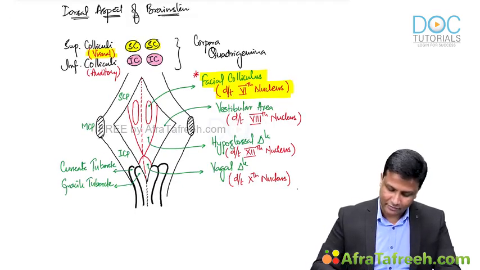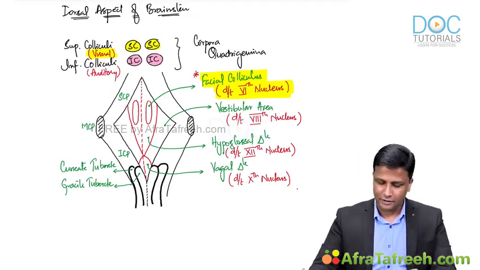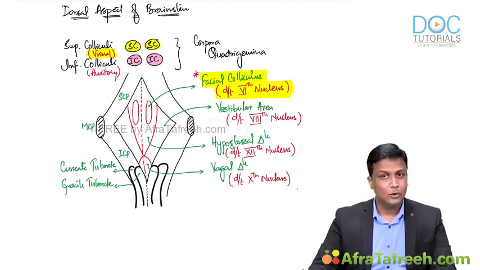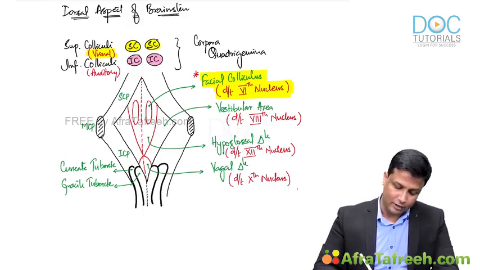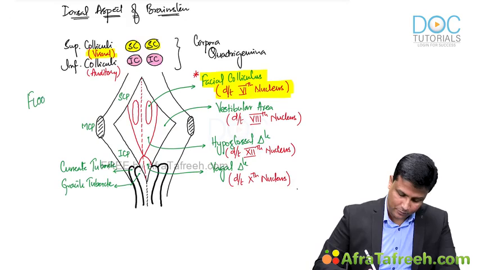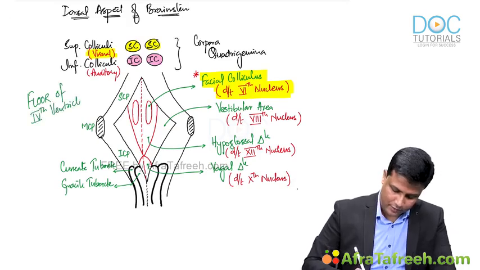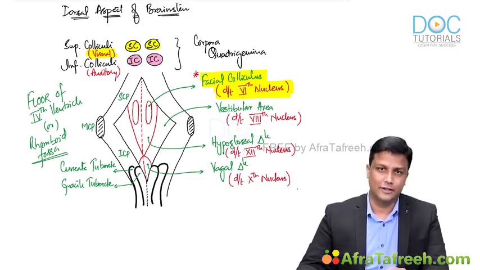This is the complete diagram regarding the dorsal aspect of the brainstem. So we have seen behind the midbrain, behind the pons, as well as the medulla oblongata. Not only that, guys, we have even seen the floor of the 4th ventricle along with this dorsal aspect. And this is also referred to as the rhomboid fossa. The floor of the 4th ventricle is also known as the rhomboid fossa, guys.